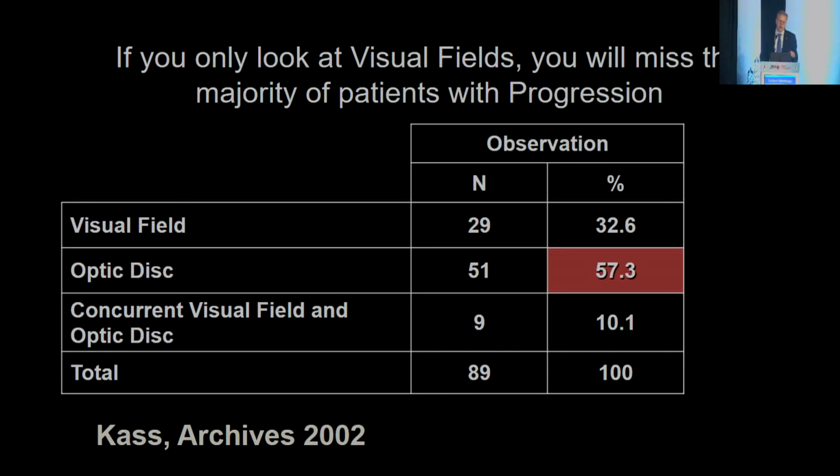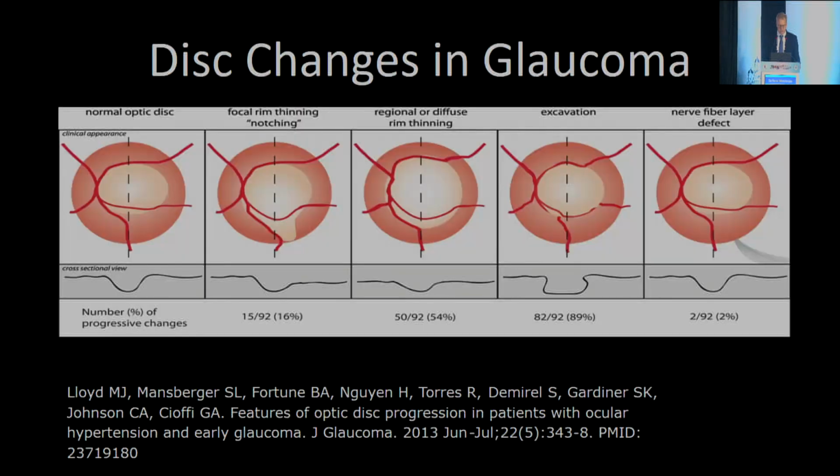The second thing we heard already today was about the importance of looking at the optic nerve. And if you're not looking at the optic nerve, you're going to miss at least 50% of those patients who are getting worse. This is a paper that we published a while back looking at what happens to the optic nerve, because we keep telling people they need to look at the optic nerve, but we don't tell them what to look for.